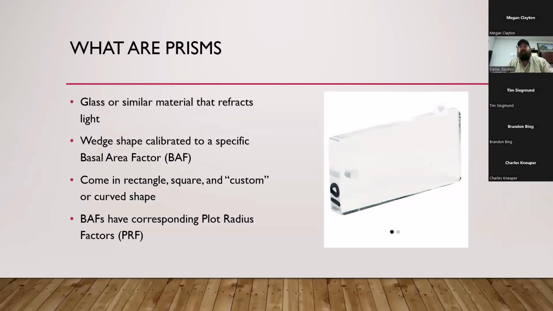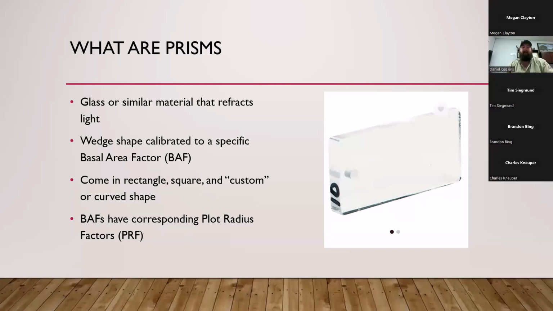So prisms are just like any other prism, but in forestry specifically, it's a piece of glass that's been ground to a specific shape that's going to refract the light in a particular way, that's calibrated to give us a basal area factor. And you can get factor prisms from 4 up to, I believe, 25. 10 is a pretty standard basal area factor prism.